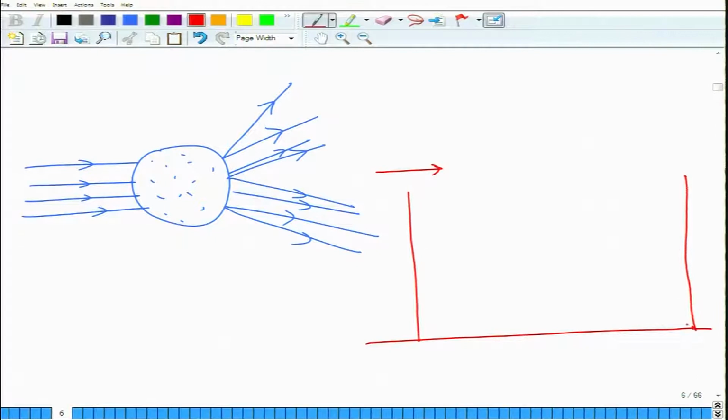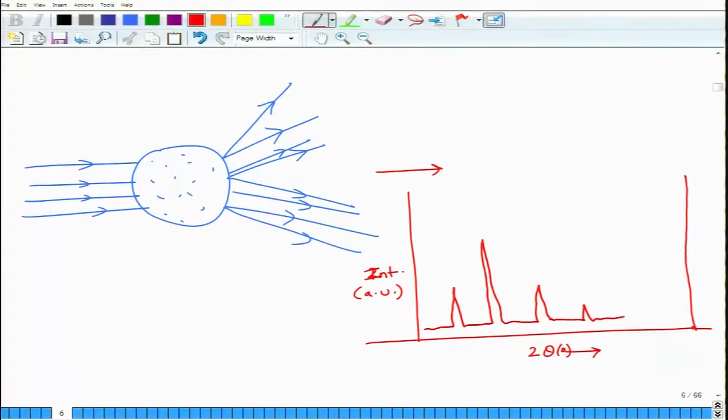On the y axis you plot the intensity, which is in arbitrary units, and on the x axis you plot 2 theta, which is typically in degrees, which is the angle between the transmitted beam and the diffracted beam. The pattern is something like this, and so on and so forth.